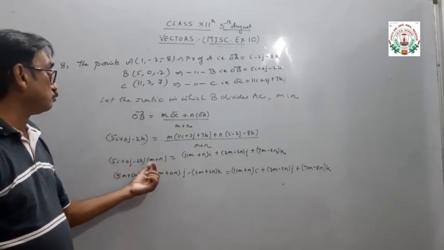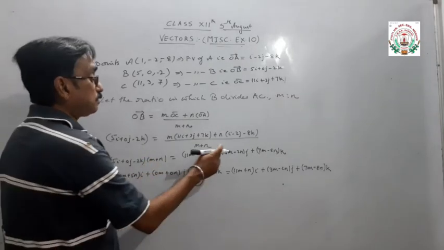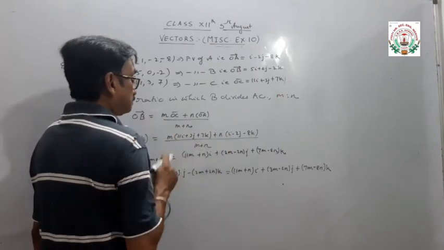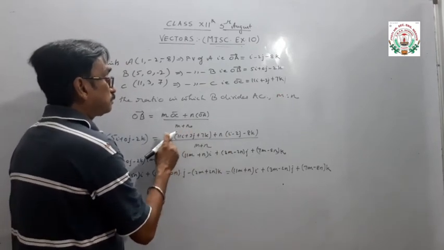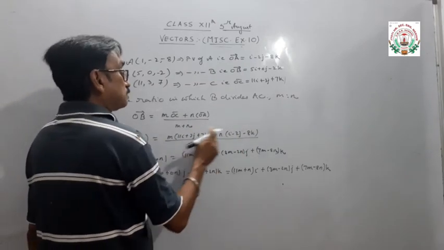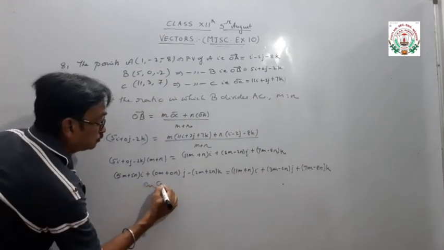minus 2 into M प्लस 2 इंटू N, k कॉमन, यहाँ पे भी i कॉमन ले लेंगे तो 11M प्लस N आ जाएगा, यहाँ से j कॉमन लेंगे तो 3M माइनस 2N आएगा, यहाँ से k कॉमन लेंगे तो 7M माइनस 8N आएगा. Now we compare the coefficients.